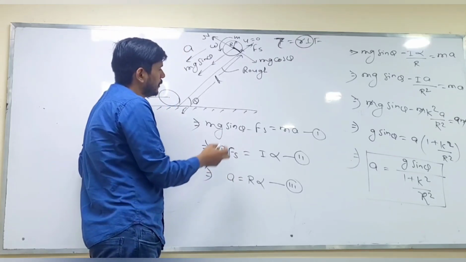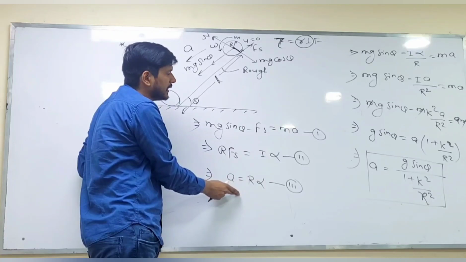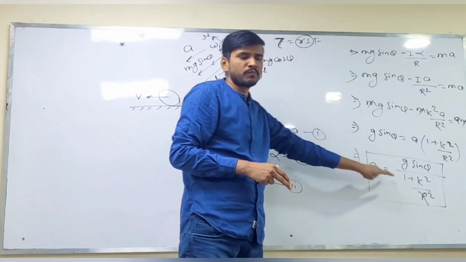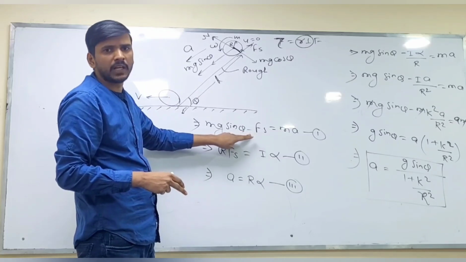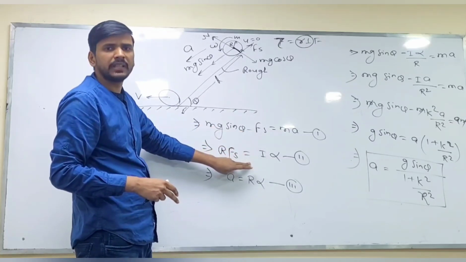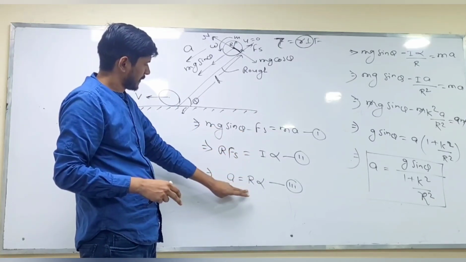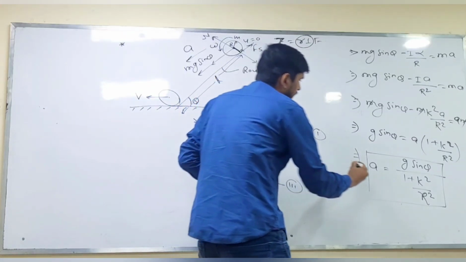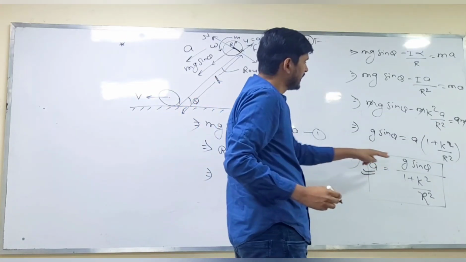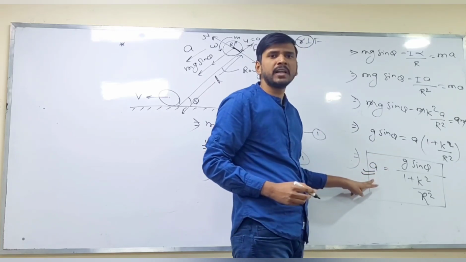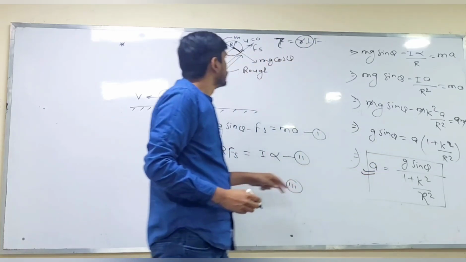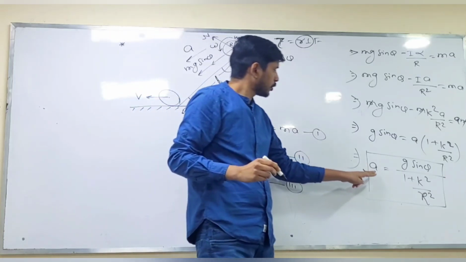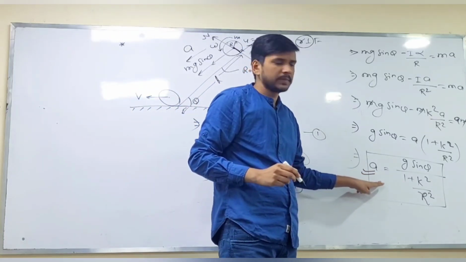We used three equations, and after solving them, we get the acceleration. One equation is from Newton's second law, one is the torque equation, and the third is the rolling motion condition. In this acceleration, we see that acceleration is independent of the mass of the body. So it will not depend on the mass of the body.